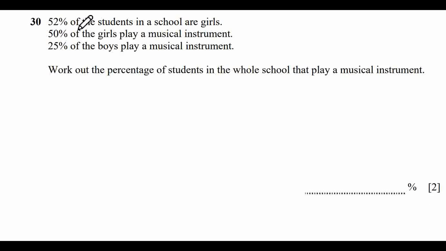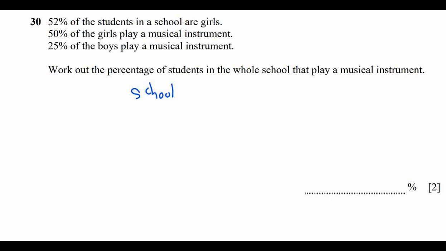52% of the students in the school are girls. 50% of the girls play a musical instrument. 25% of the boys also play musical instruments. Work out the percentage of students in the whole school that play a musical instrument. Now we have to divide the school.